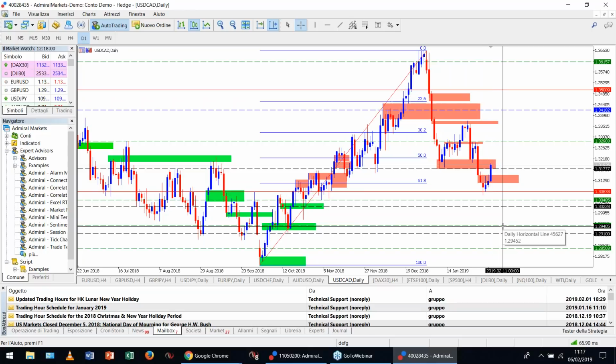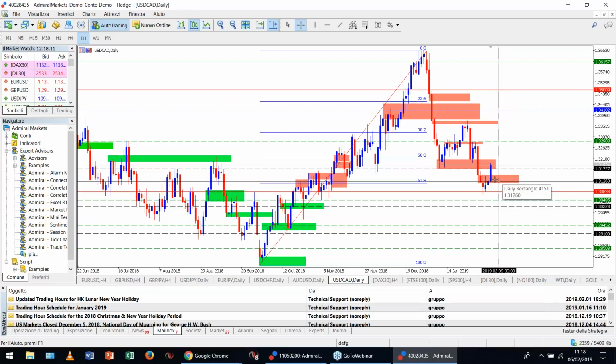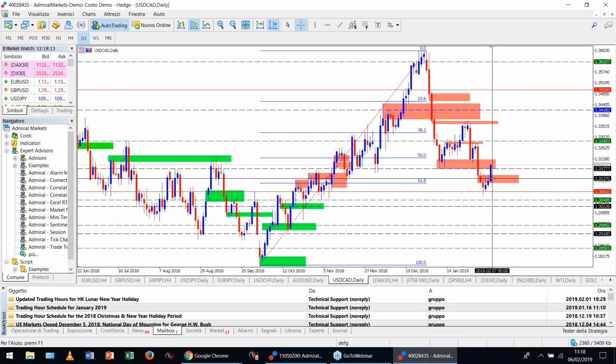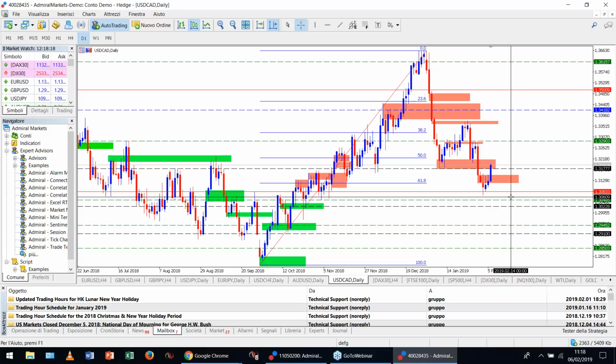But for now, remember that until we remain above 1.30, the trend in weekly remains bullish. So for now, take a look at what happened here, because this long candle could be very interesting, and we have a great possibility to reach at least 120 points this week until here.